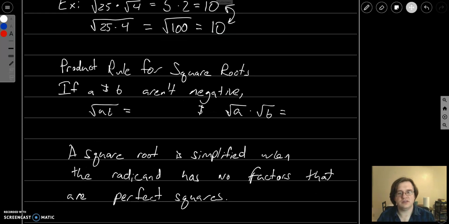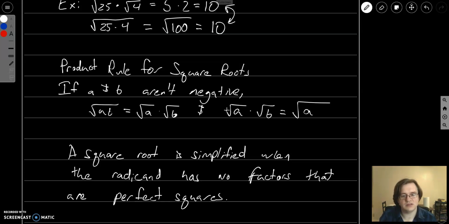So there's a rule for multiplying square roots, a product rule. So provided that we don't start with negative numbers, the principal square root of a times b is just the principal square root of a times the principal square root of b. And vice versa. We can combine square roots into one big square root.